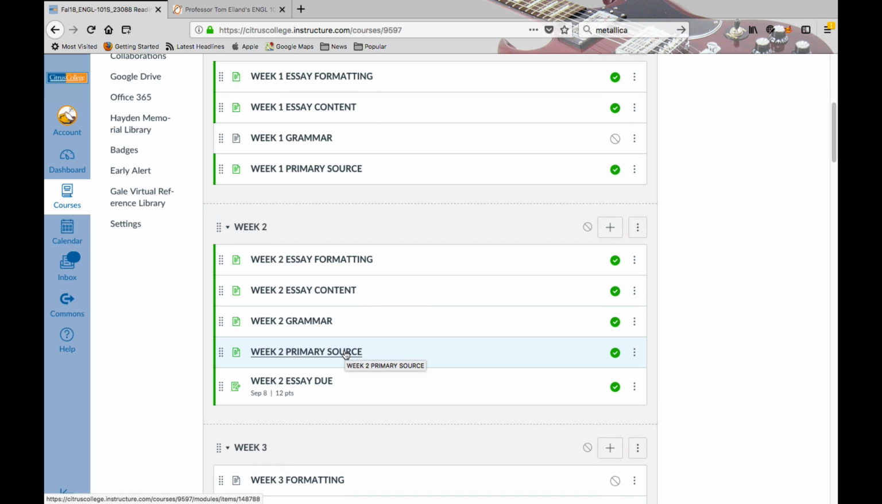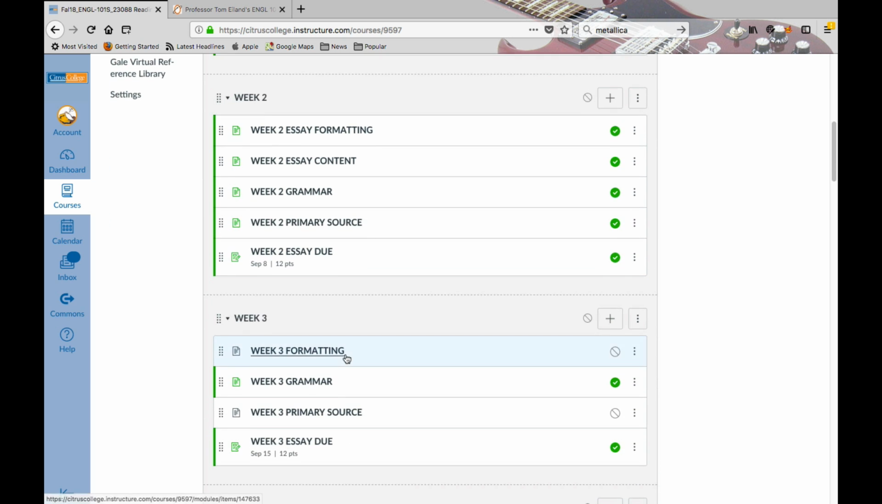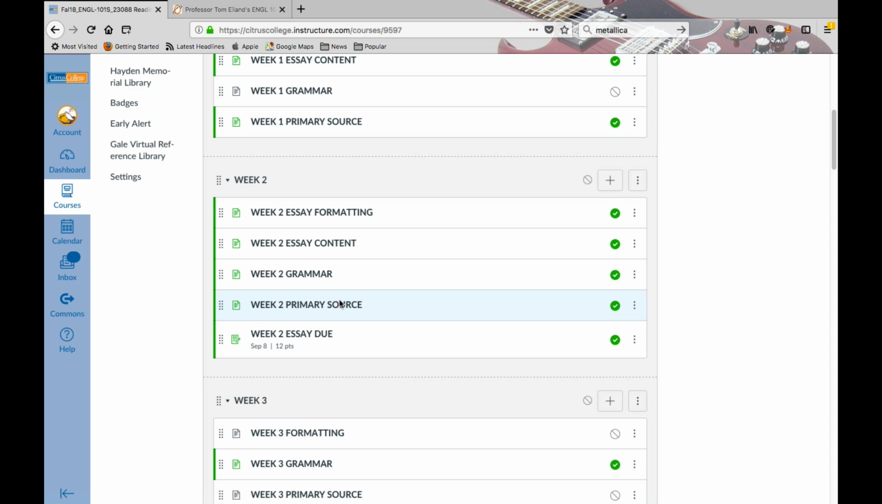The next element is the primary source. There is usually a primary source for each week. Now, if you take a humanities course, if you take a history course or a sociology course, and they talk about a primary source, that would mean if you're doing a report on Benjamin Franklin, a primary source would be something written by Benjamin Franklin. However, in literary analysis in an English course, the primary source is the work that you're analyzing. So if I have you read a poem by Edgar Allan Poe, or I have you read an essay by David Wong, and I tell you to analyze it, the primary source is that work that you read.